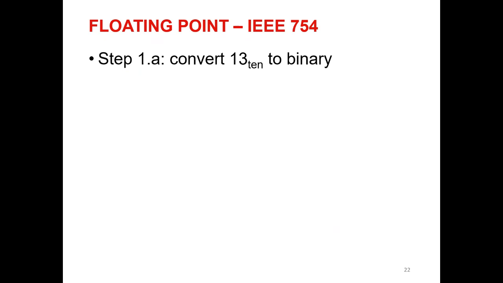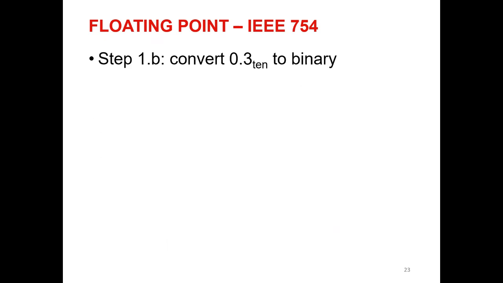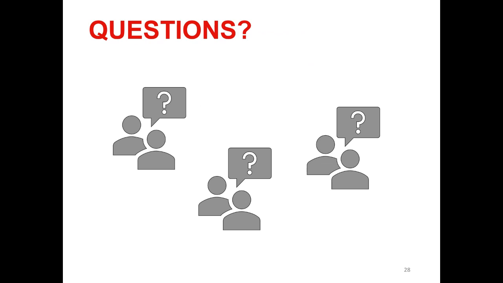And this is what I have actually done here. For the integer part, I have divided by 2. This is the 13, the number before the point. And for doing the same for the number after the point, the decimal part, in this case 0.3, I'm going to multiply by 2, okay? For converting before the point, divide by 2. For converting the number after the point, multiply by 2. Let's check if we have more.